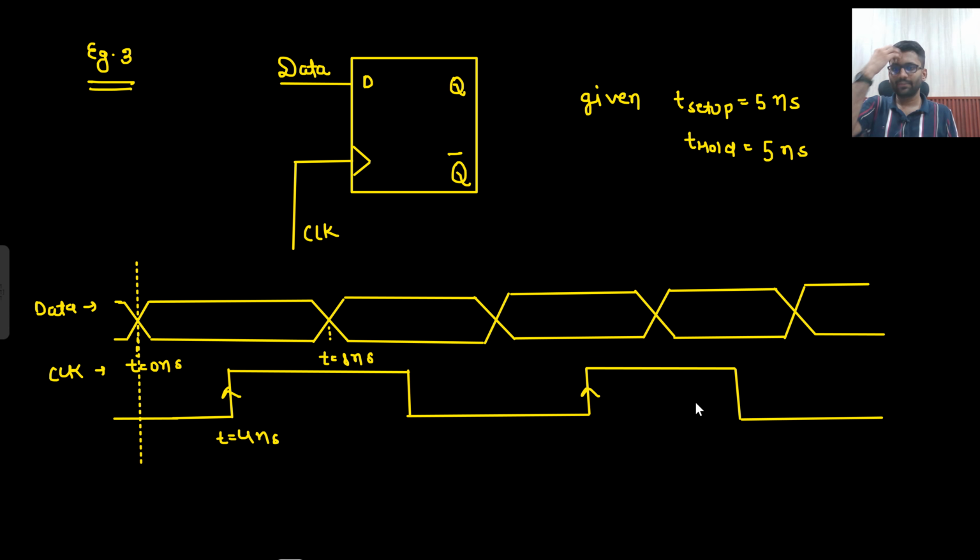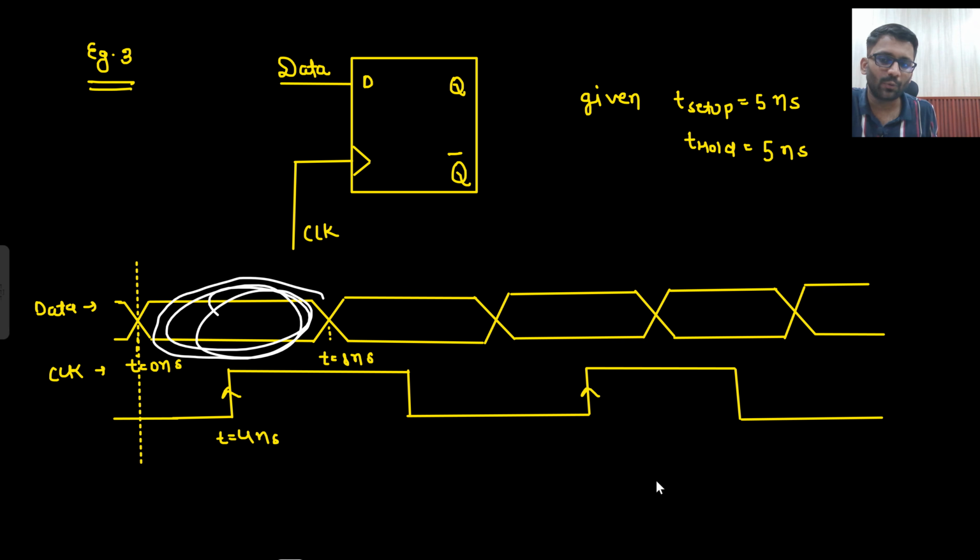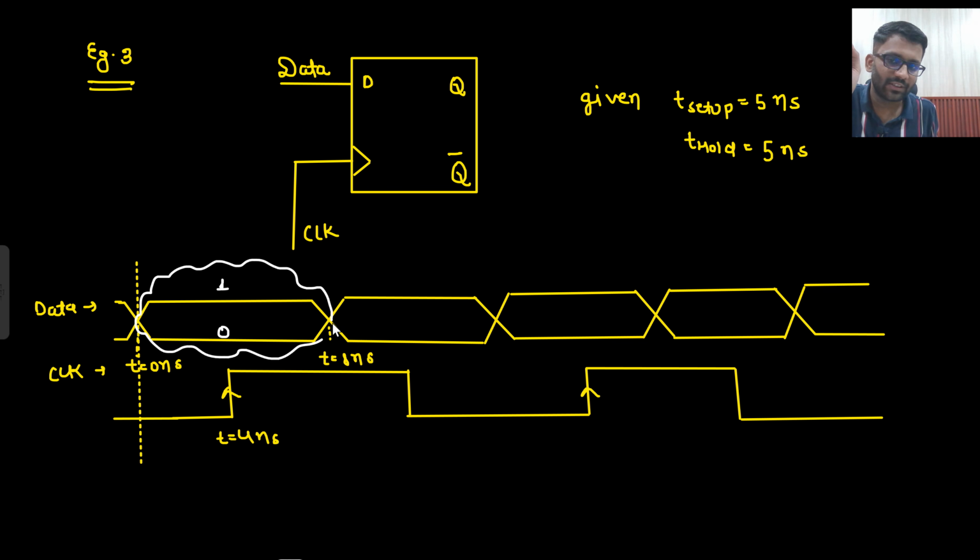Right. Let's see this example. Now, why have I made the data line like this? Do you remember the very first lecture of digital electronics? What did I tell you there? The data is actually shown by this. What do you understand by this particular lobe or loop? I don't know whether my data is 0 or 1, but I am pretty sure that in this much of window, my data is constant.